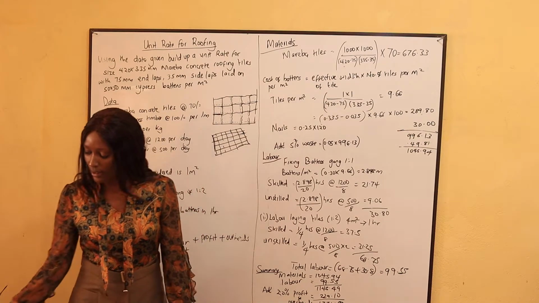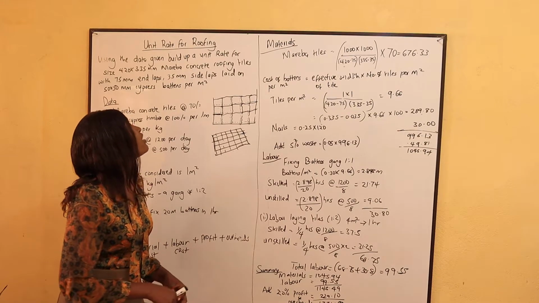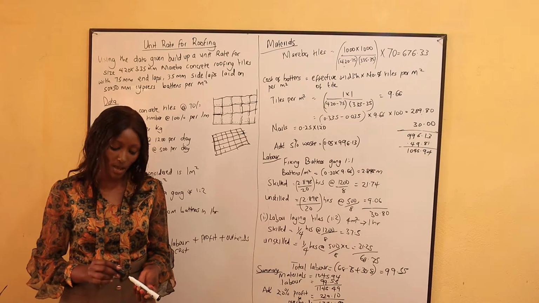So that brings us to the end of doing the unit rate for roofing using Marebatels.